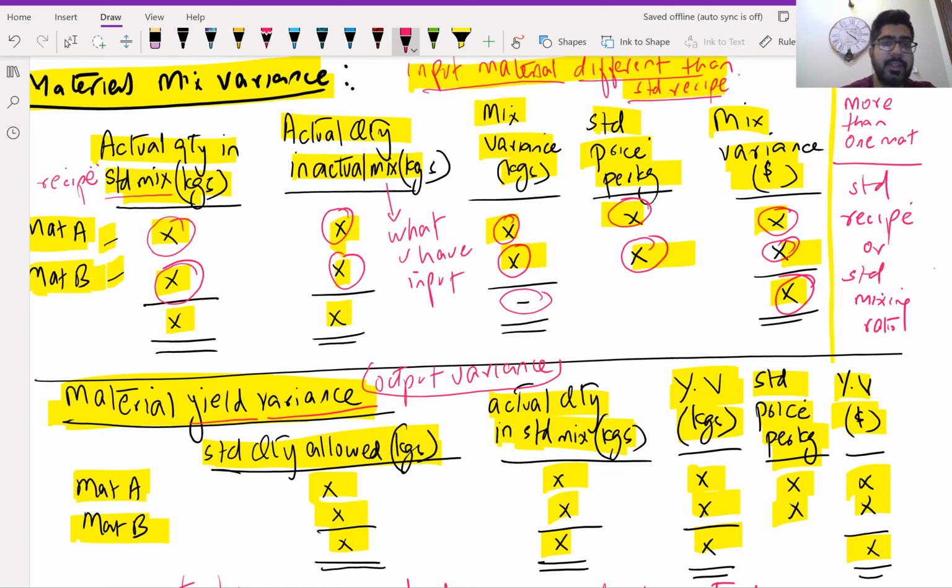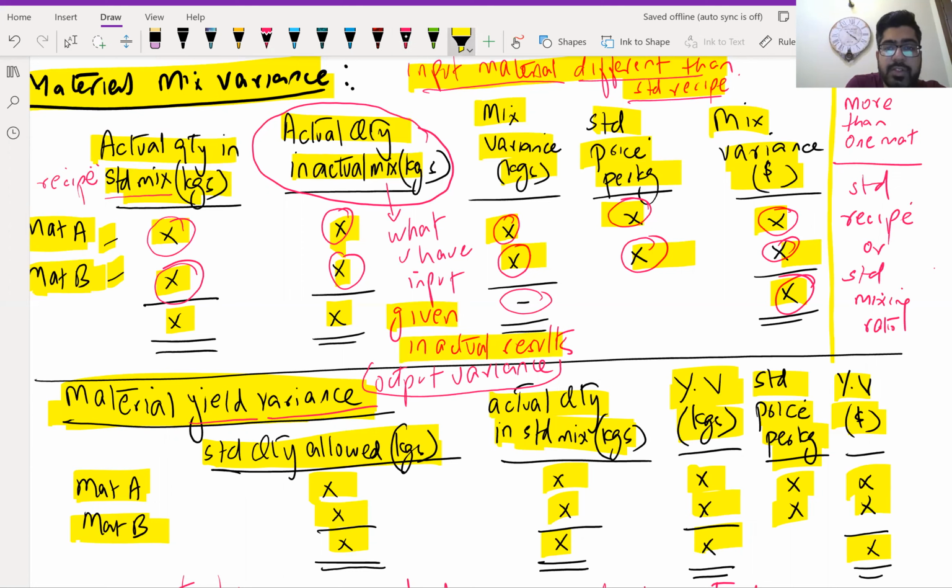Now remember this thing: actual quantity in actual mix, what you have input, will always be given in actual results. I don't want to hear the question, sir, what if this is not given? If this is not given, you cannot solve the question. So this actual quantity in actual mix, what you have input, is always given in the actual results.